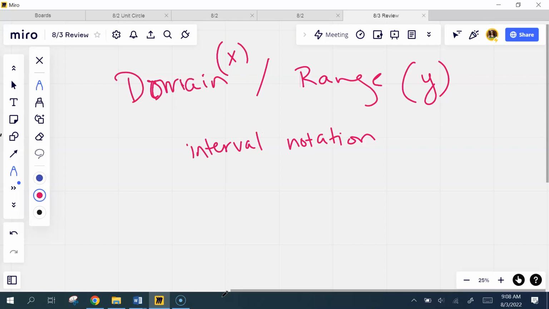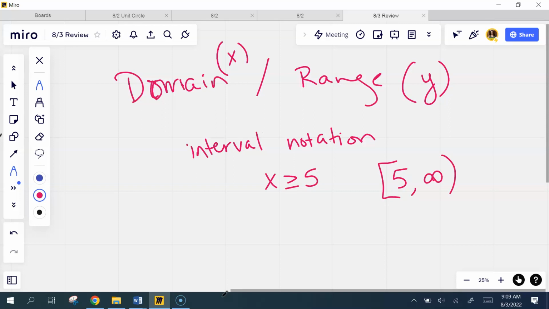Have you done interval notation before? So this would be like if x is greater than or equal to 5, I would say then it starts at 5 and it goes on to infinity. Have you done that before? Okay. All right, so that's interval notation.